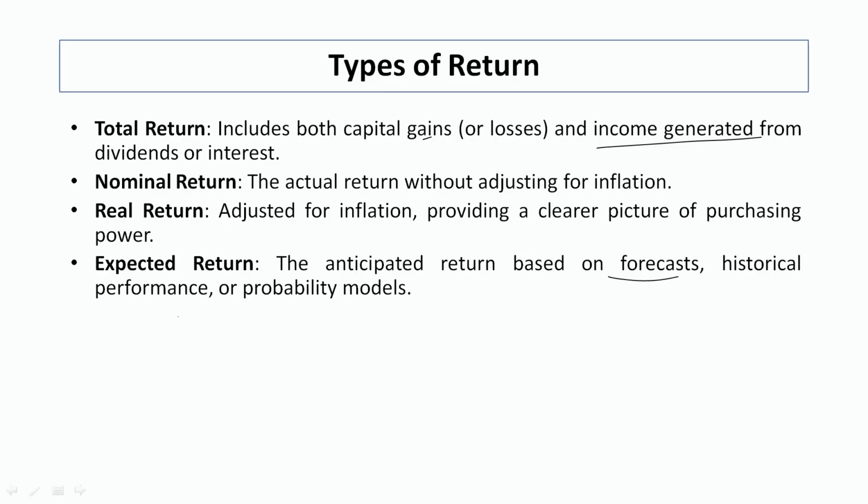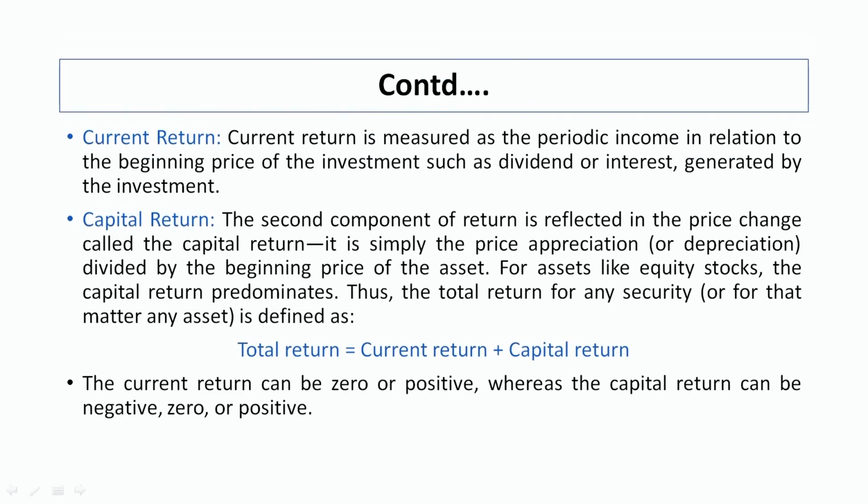Expected return, which we already mentioned, is the anticipation, or we can say it is based upon the forecast, historical performance and probability models. The particular analysis has been done and on the basis of that a security is selected, whether it is going to give me that expected return or not. Now, what is current return? Current return is measured as a periodic income in relation to the beginning price of the investment, such as dividend or interest generated by the investment. And capital return, the second component of return, is reflected in the price change called the capital return.